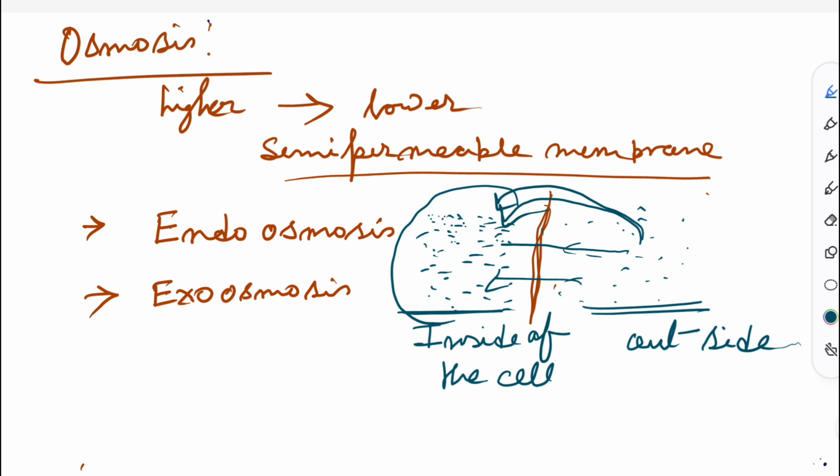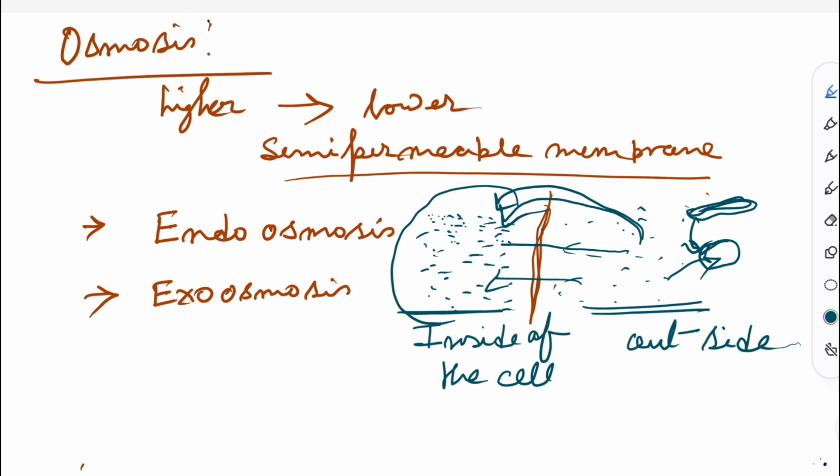One example of endosmosis is if you take a raisin and you put it inside a glass of water or a bowl of water, then what will happen? The raisin will get swollen up. The raisin is typically like this, and it will get swollen up because of endosmosis. Why? The water will enter the raisin.